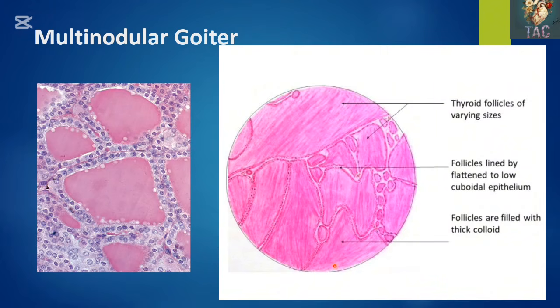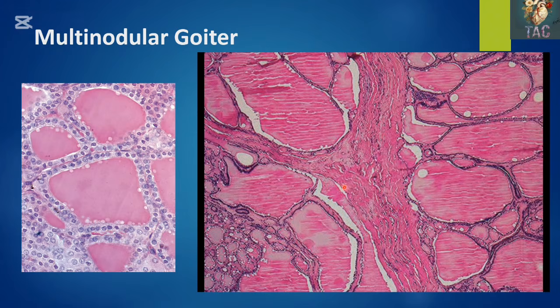So the identification point for this slide, and how you can differentiate the abnormal from the normal, is the varying sizes of the follicles, and some follicles are very large, they contain a large amount of colloid in their lumen, and the lining epithelium becomes low cuboidal to flattened. This is the histopathological slide of the multinodular goiter.